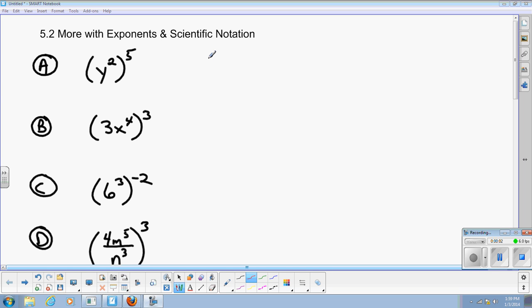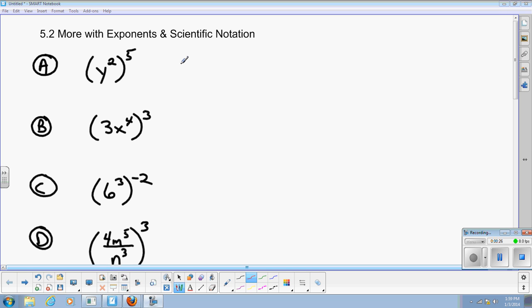Lesson 5.2, more with exponents and scientific notation. I'm only going to do the part with the exponents in this video. We will deal with scientific notation in the second half of lesson 5.2. So we have some new properties that we're going to work with here in 5.2. We will use some of the properties from our lesson in 5.1 and apply them here in 5.2, along with a couple of new rules for exponents.